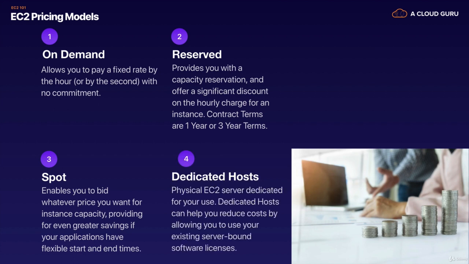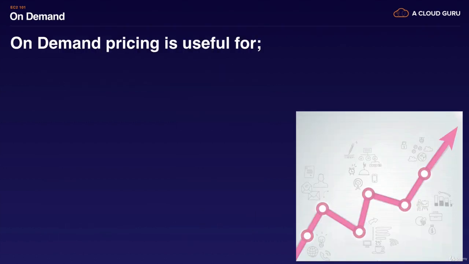We then have dedicated hosts. These are physical EC2 servers that are dedicated to you. This can help you reduce costs by allowing you to use your existing server-bound software licenses. So if you've got some really strict licensing conditions with Oracle, for example, you might want to be using dedicated hosts. Again, we'll look at the use cases for that coming up.